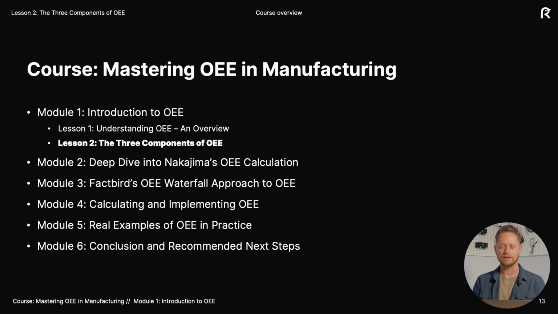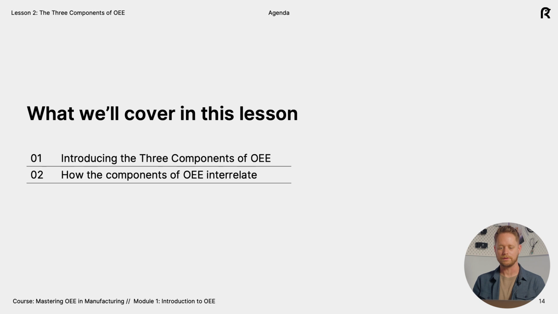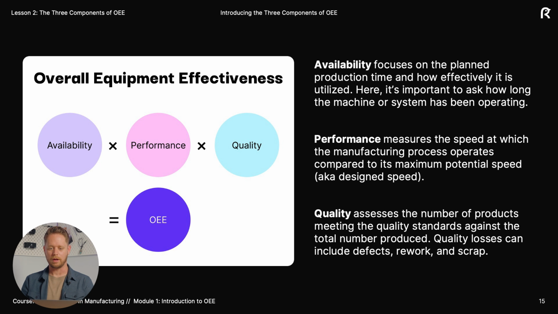The goal of this lesson is to give you a basic overview of the three components of OEE. First, we'll take a look at what those components are, and then we'll discuss how they relate to each other. Typically, production optimization specialists calculate OEE as a relationship between three components: performance, availability, and quality.